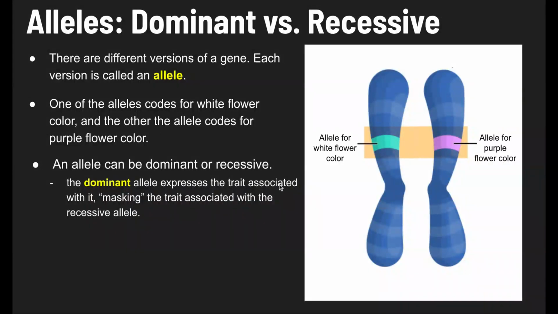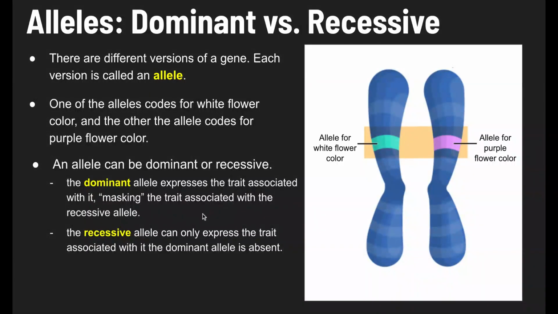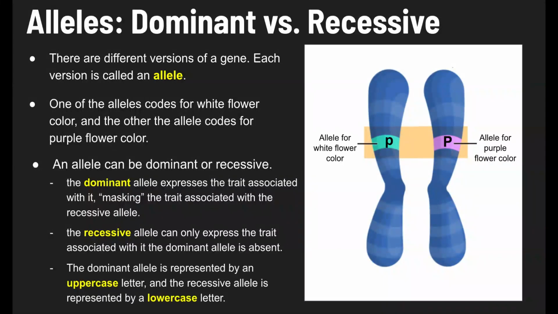The dominant allele expresses the trait that's associated with it, and it masks the trait that's associated with the recessive allele. And the recessive allele can only express the trait that's associated with it when the dominant allele is absent. Now, that will become more clear in a moment on the next slide. You usually represent the dominant allele with an uppercase letter and the recessive allele with a lowercase letter.